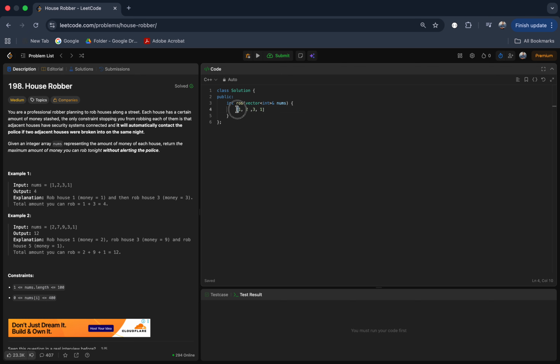There are these four houses, and they have some money, and we need to collect the maximum amount of money. If we collect one here, we will not be able to collect two, and we will directly go to three. We can collect three, and we also have the option to either collect three here or not collect three.